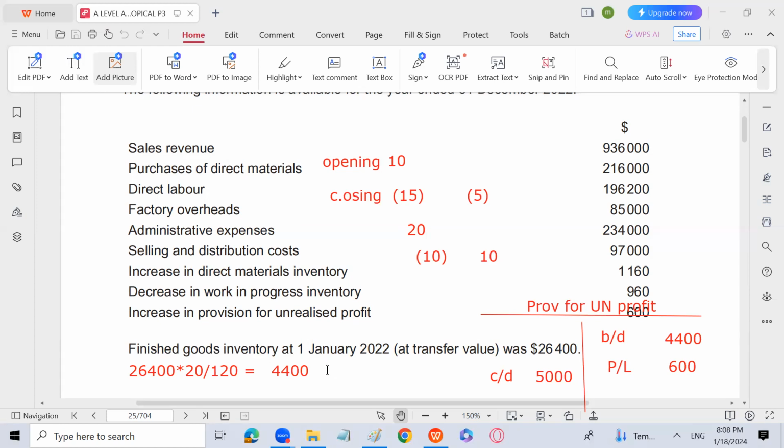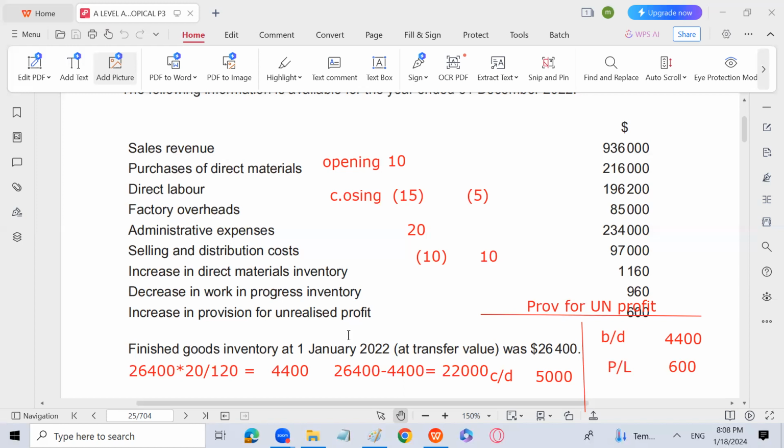We can find cost over here also, of finished goods opening: 26,400 minus 4,400, which is the profit included in finished goods opening. You can find the cost also. Maybe finding the cost is not a part of the question, or maybe it is not required, but I am calculating just for the sake of understanding. So 26,400 minus 4,400 will be 22,000. And if you calculate 20% of 22,000, you will find the same answer, which is going to be 4,400.